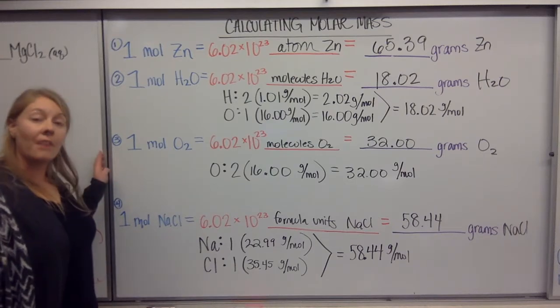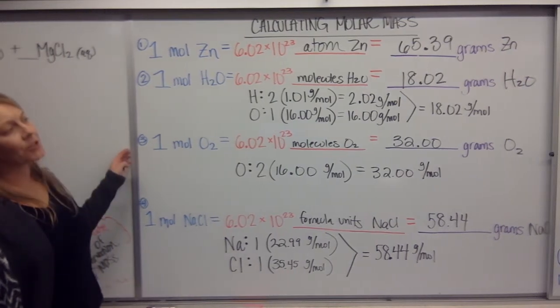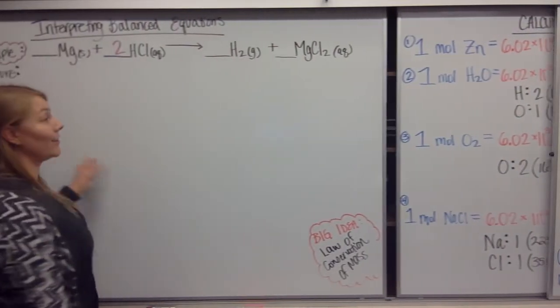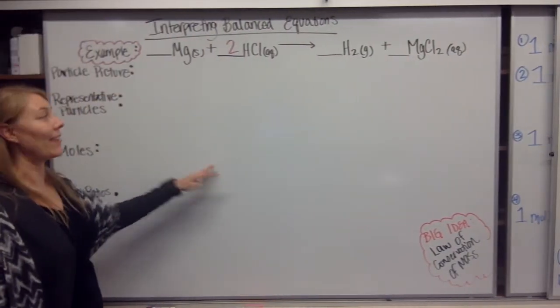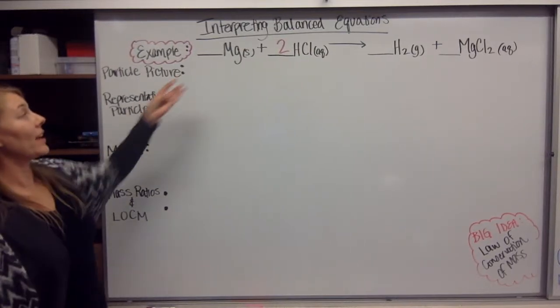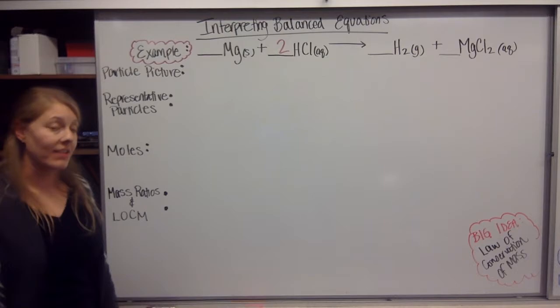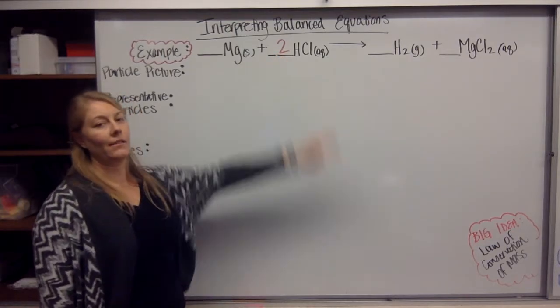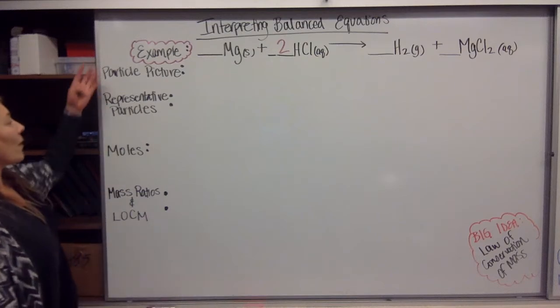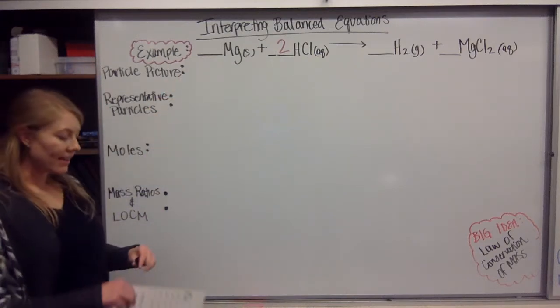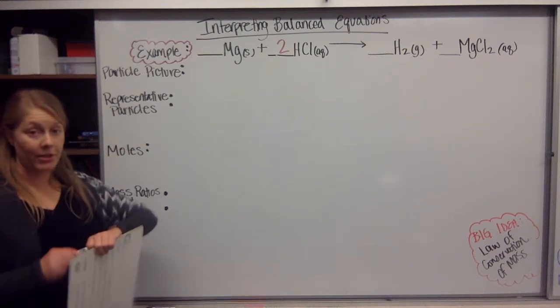Now, we can use this all one step further to actually interpret the balanced equations that we've been balancing lately and giving the class of reaction for, right? So here's our example. Again, this says interpreting balanced equations. So if it's not already balanced, you would need to balance it. This one is balanced for us. So there's 4 ways that we're going to actually interpret this balanced equation. The first one is in terms of particle picture, okay?